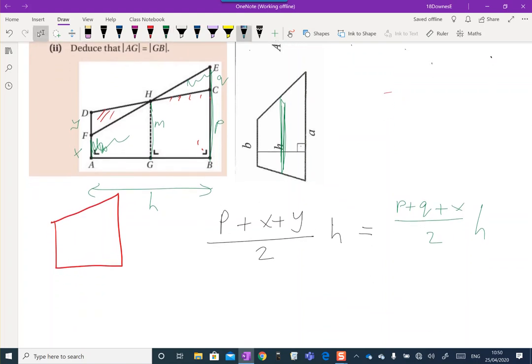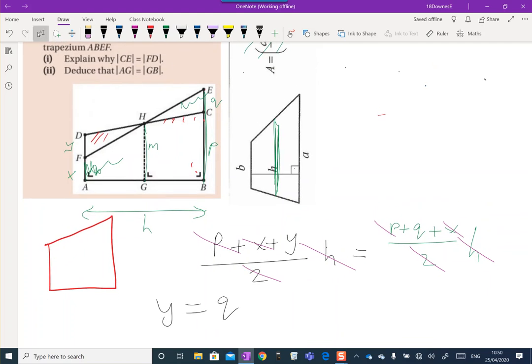So what we'll do is we can delete common stuff from here. Kill the 2's, kill the H's. Okay, cancel the P's and cancel the X's. And you're left with Y equals Q. And of course Y equals Q is exactly what they wanted us to say.